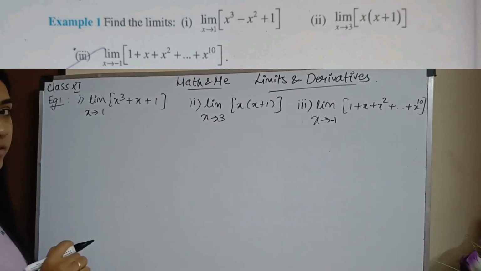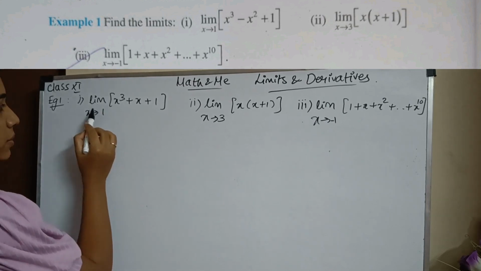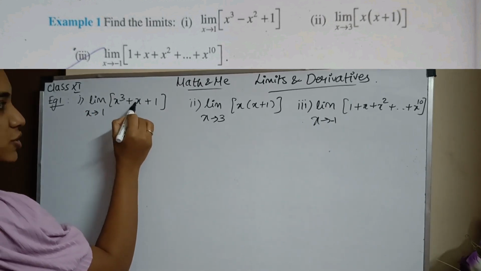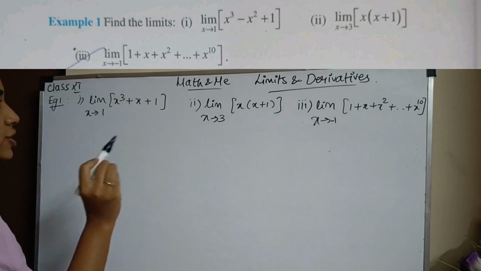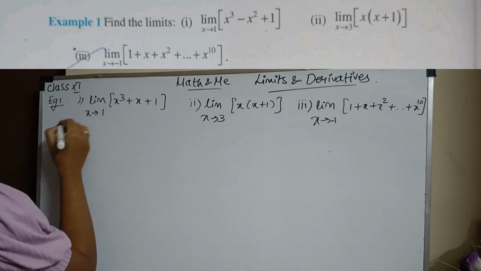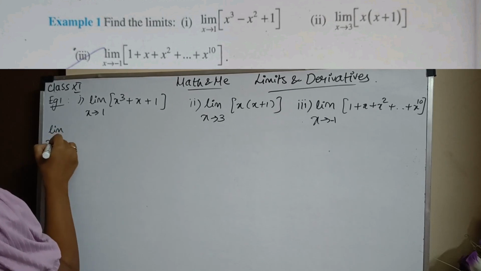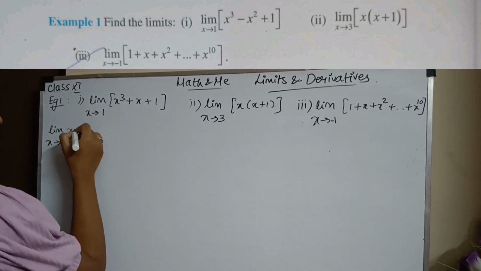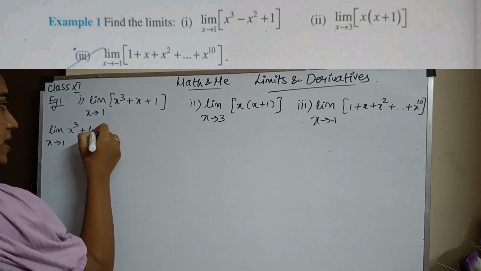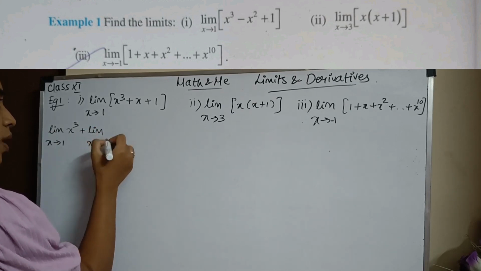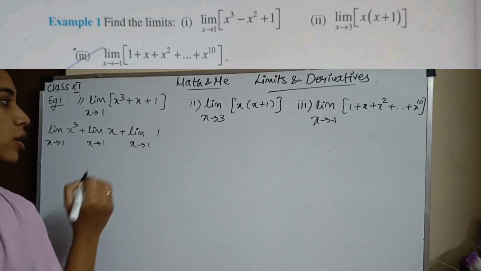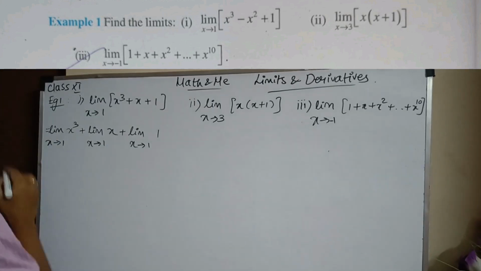Example 1, first subsection, when you have limit x tends to 1 of some function. So this is my f of x plus g of x plus h of x. There are three functions. So how can you split this? For the first question, I'll write the entire thing. From the next question, I'll directly substitute the values. Limit x tends to 1 of x cube plus limit x tends to 1 of x plus limit x tends to 1 of 1. So this will be your first step.